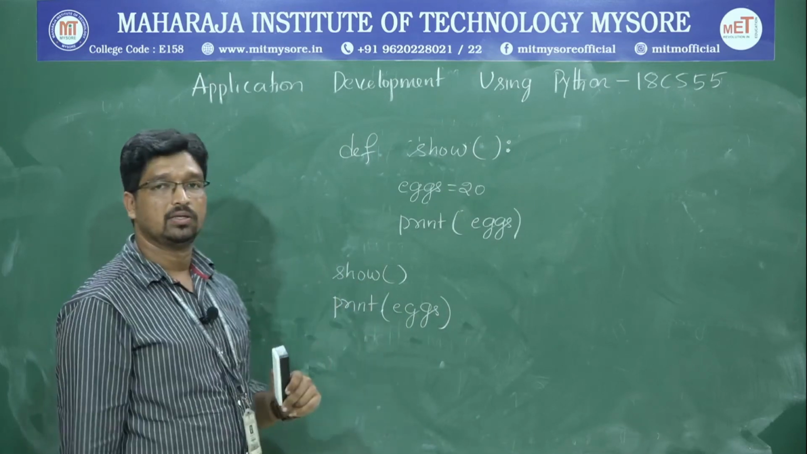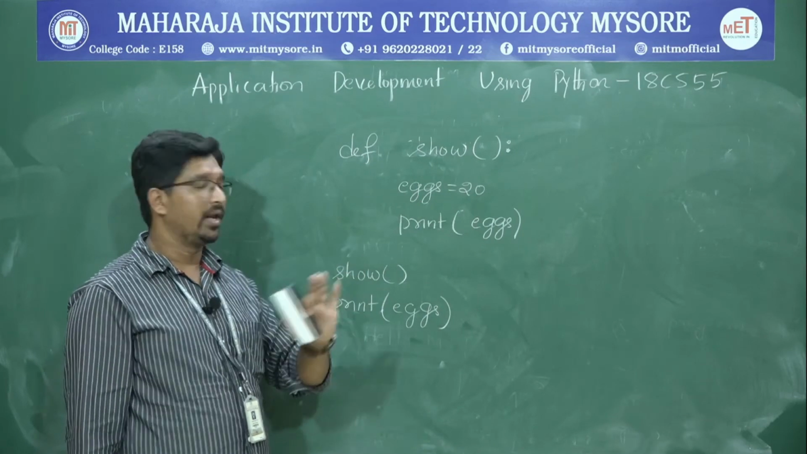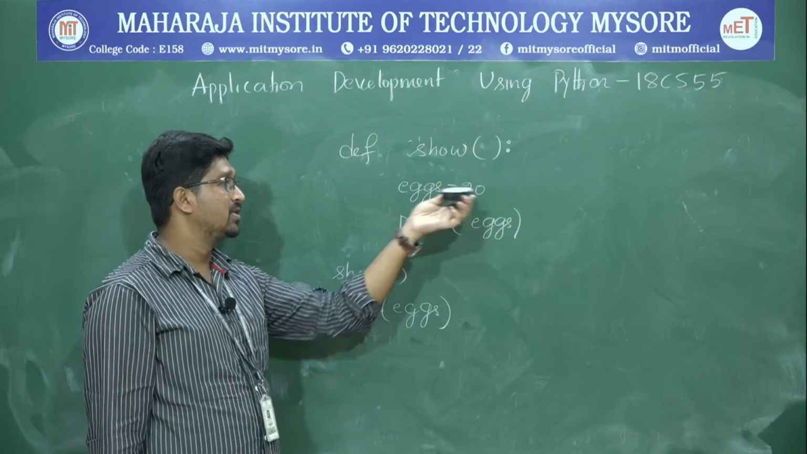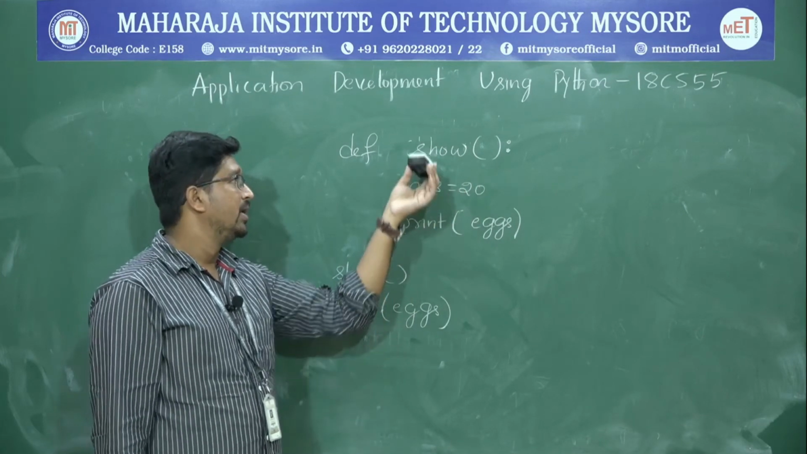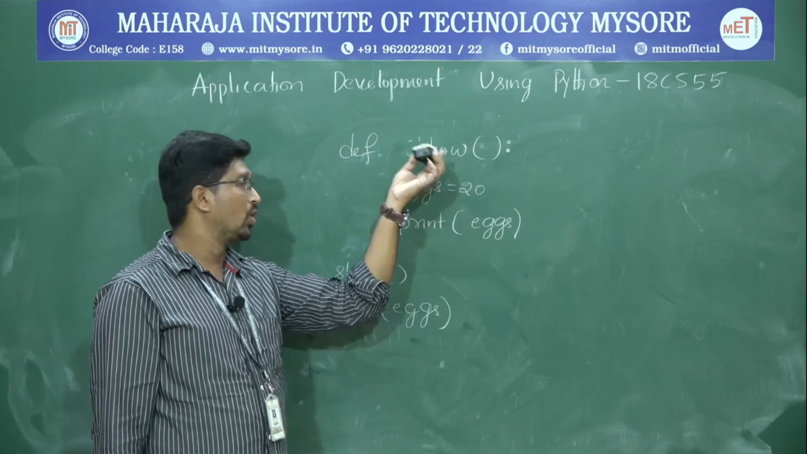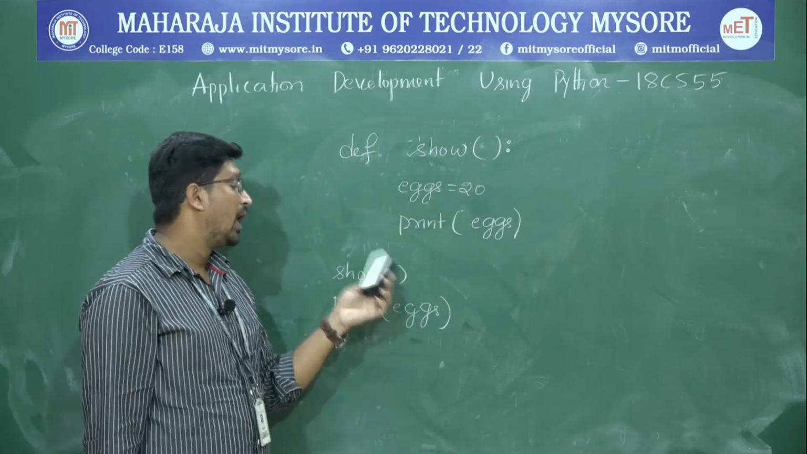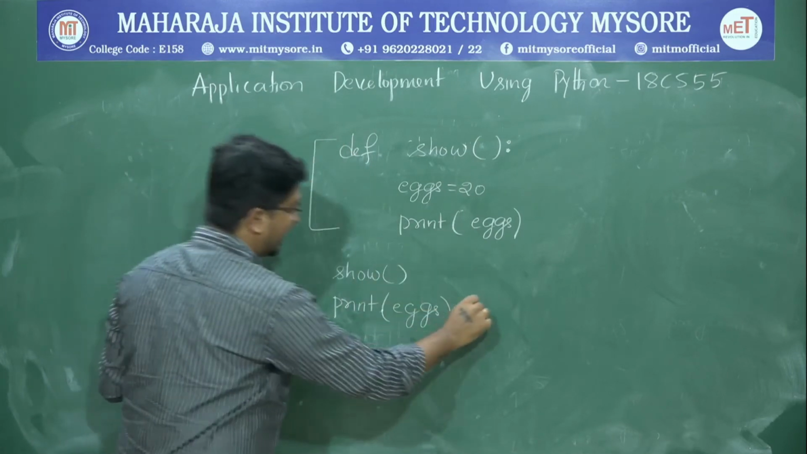Will it work? So as I said, x is a local variable. Within this show function, I have initialized x with some value. Now x becomes a local variable. Then whenever you try to print x outside the function, you will get an error.